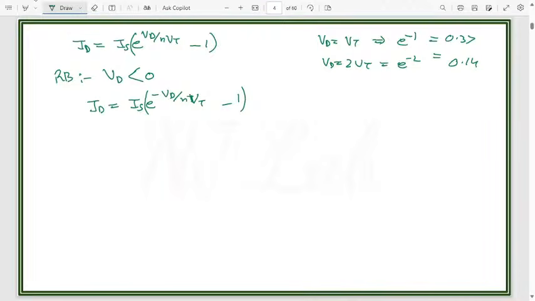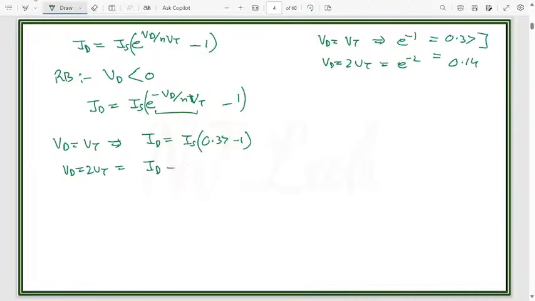So when VD is equal to VT, in that case our ID is equal to IS. Within the bracket, this exponential term is 0.37, so 0.37 minus 1, right? And when VD is equal to twice VT, in that case ID will be equal to IS times (0.14 minus 1). And this we can write approximately as minus IS, right?